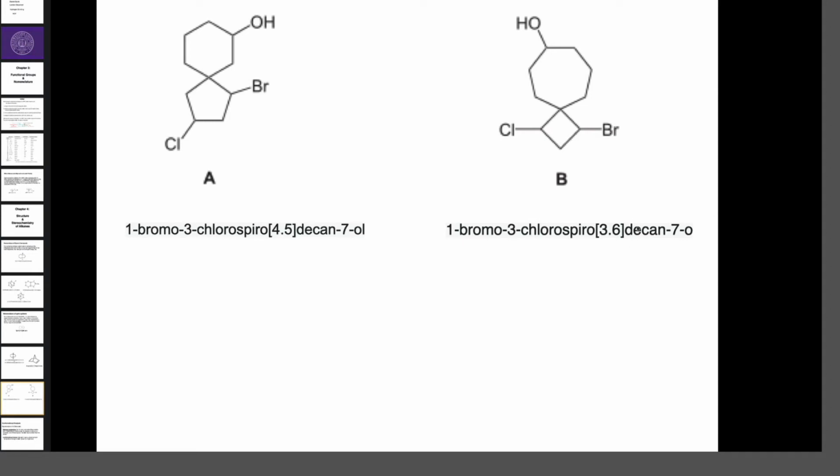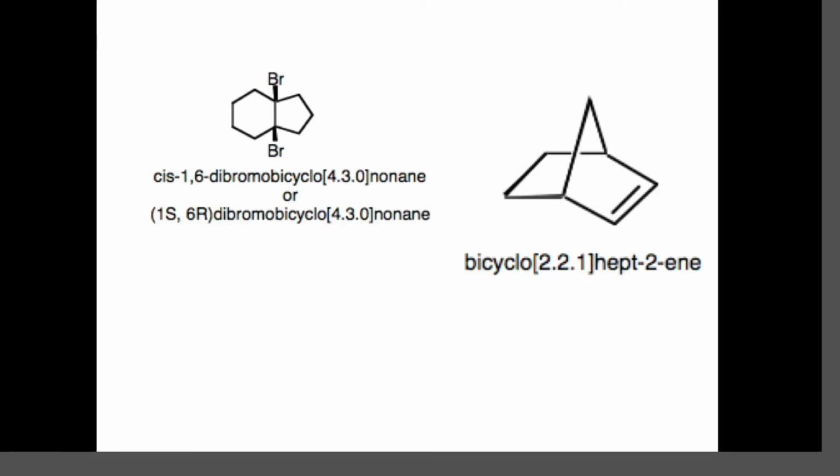Okay, the 2 that I saw on the previous slide, yes, these are just some more bicyclos. We'll just run through them real quick. So here's another dibromo. It's a bicyclo. It's going to be a 4-3-0 bicyclo, and we have 2 bromines. So the bromines are going to be on carbons 1, 2, 3, 4, 5, 6. So 1,6-dibromo, and a 1,6-dibromobicyclo 4-3-0, no name because there's 9 carbons total.